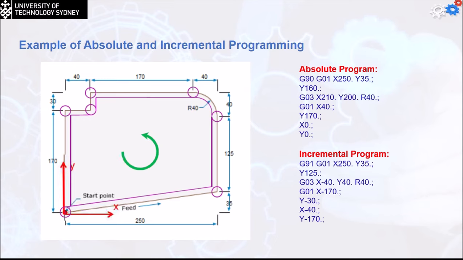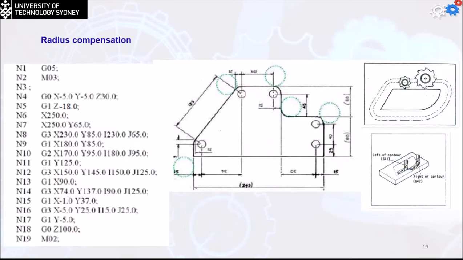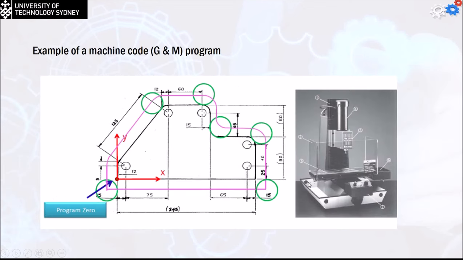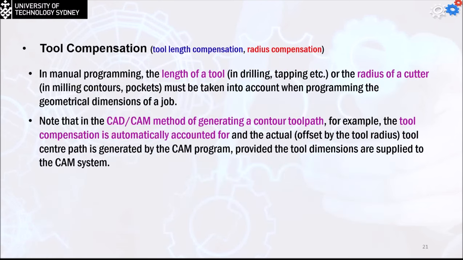I will go to the other topic, which is the radius compensation. I'll try to go to the useful things for you later. Example in the machine code on the router: the tool compensation is very important, which includes the tool length compensation and the radius compensation.